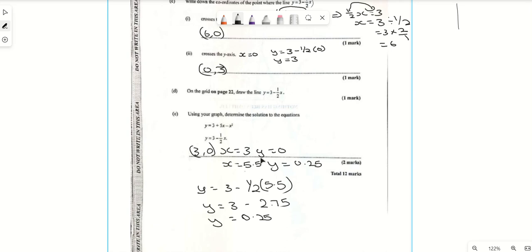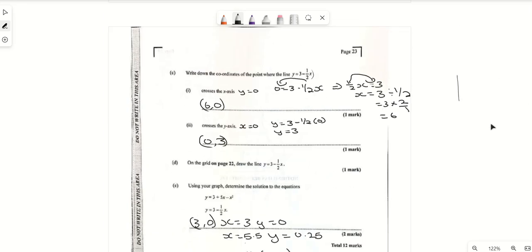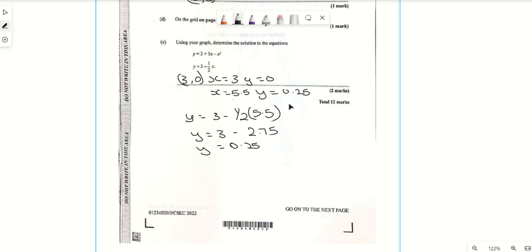If they say using your graph, you can use a graph like I just showed, but if you wanted to make sure that your answer is correct, you can always just do it this way, where if you have your x value, put it into the equation with y is equal to, and you'll get your answer. All right, and that was the end of January 2022.